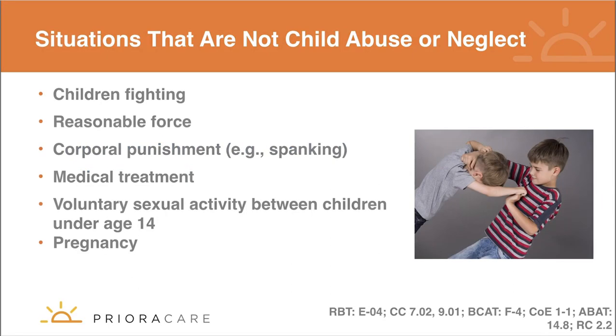So now let's review situations that are actually not abuse. First, it is not considered abuse for two children to be fighting with each other. It is also not abuse for a parent to use reasonable force with a child. Furthermore, corporal punishment, such as spanking, is not considered abuse on its own. Giving a child medical treatment is not considered abuse. Voluntary sexual activity between children under age 14 is not considered abuse. Pregnancy of a minor is also not considered abuse.